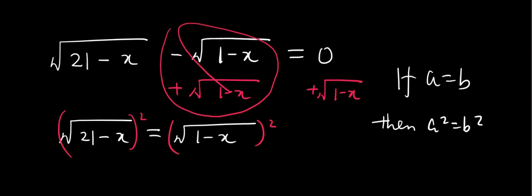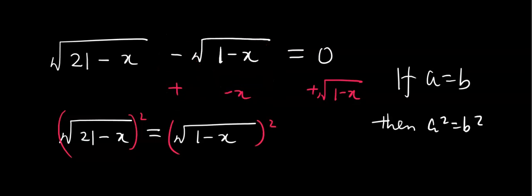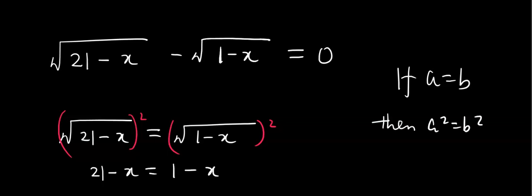Let me erase this part to make it cleaner for you to see. All right, we square it, and we have 21 minus x equals 1 minus x. We can stop right here. Why? Because this equation is telling me I take a quantity and add 21, and that equals myself plus 1. This is definitely not true, so there is no solution.